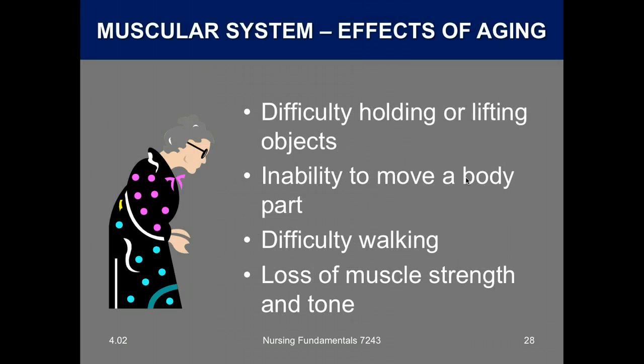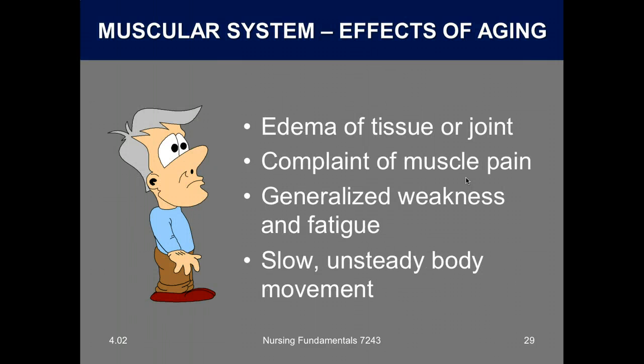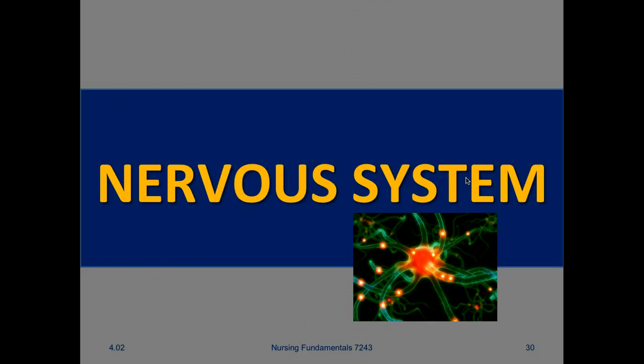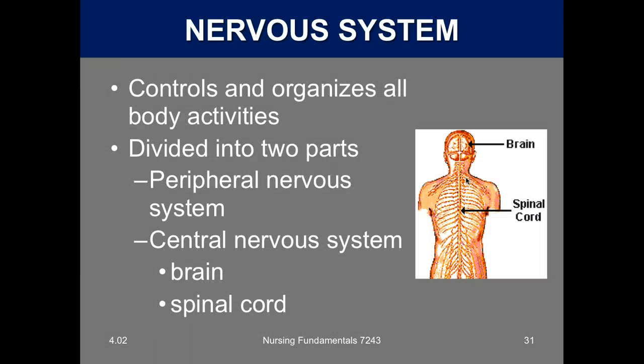Oftentimes difficulty holding or lifting objects, inability to move a body part, difficulty walking, and the loss of muscle strength and tone. Can also have edema of tissue or joint, complaints of muscle pain, generalized weakness and fatigue, slow and unsteady body movements. So let's move on into the nervous system.